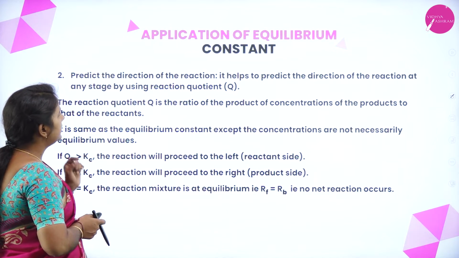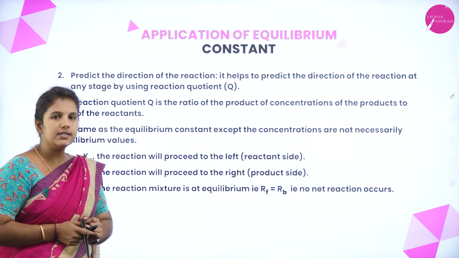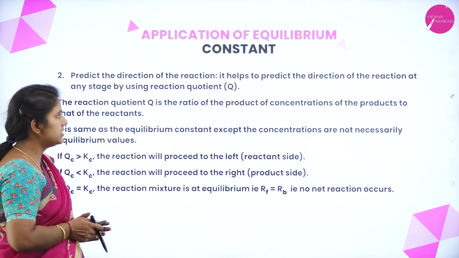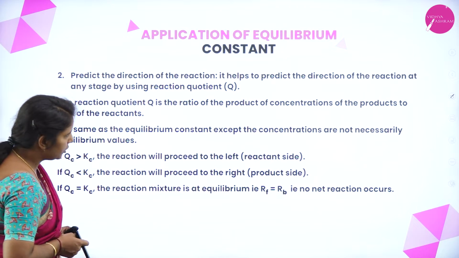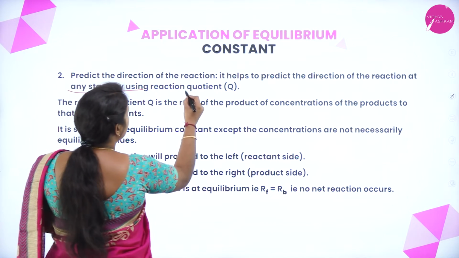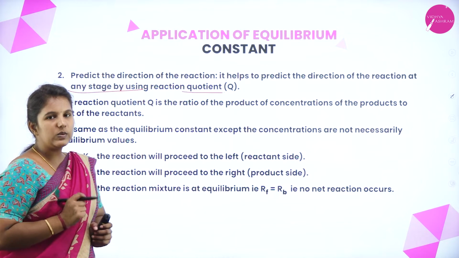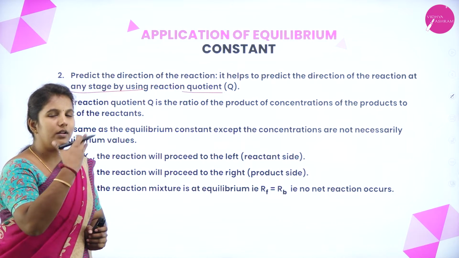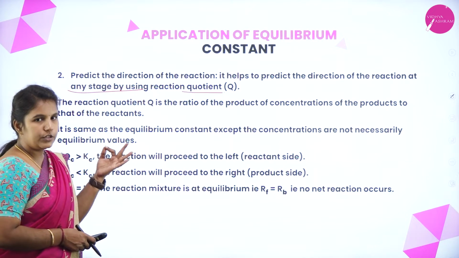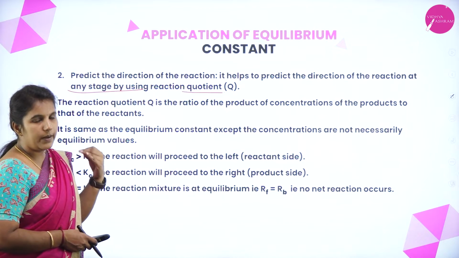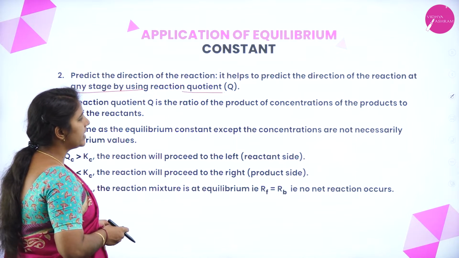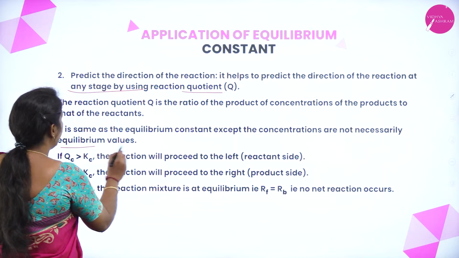It also predicts the direction of the reaction. How does this Kc help us to predict the direction of the reaction? We'll see now. It helps us to predict the direction of the reaction at any stage by using the reaction quotient, that is Q. So, by using the reaction quotient Q, we can indicate in what direction the reaction is going. The reaction quotient Q is nothing but the concentration of the product divided by the concentration of the reactant, and it is the same as the equilibrium constant, except that the concentrations are not necessarily equilibrium values.